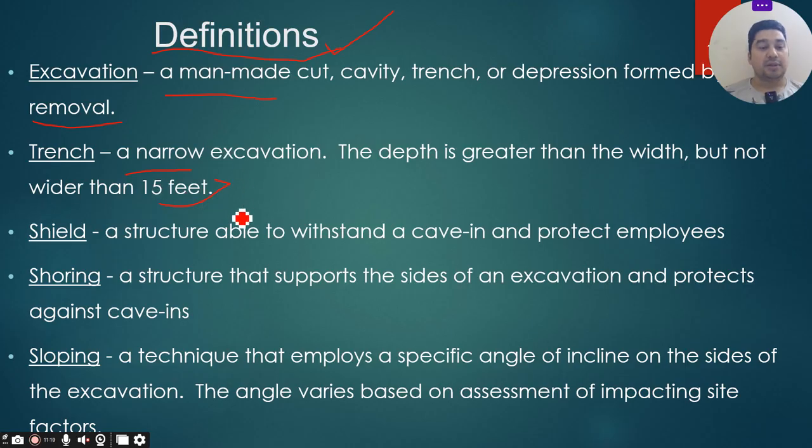It is a trench. Then we have the shield. A shield is a structure able to withstand a cave-in and protect employees. The shield is equipment that we use to avoid the cave-in. Then we have shoring. It is a structure that supports the sides of an excavation and protects against cave-ins.